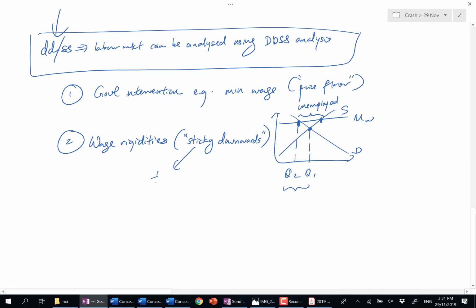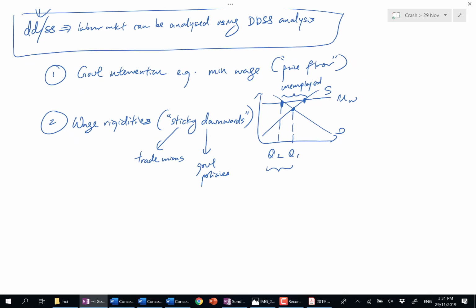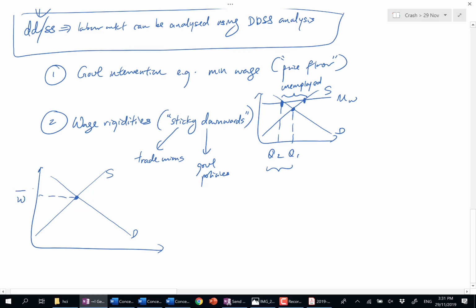Why? Trade unions could be very powerful. Trade unions may say, no, you're not allowed to cut wages. This is the employment contract. Or it could be due to some government policies. Minimum wage also could be. Or it could just be because people threaten to go on strike. In France, it happens quite regularly. If there's any threat of some cuts to the wages, they'll go on strike. So if wages are sticky, this means supply, demand, this equilibrium wage rate stays. It doesn't change.